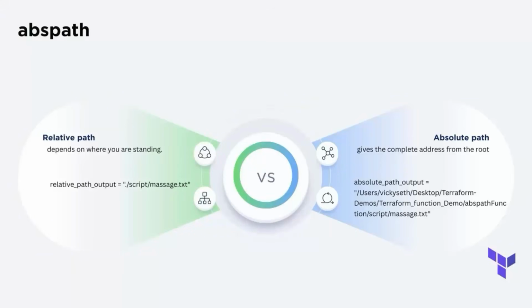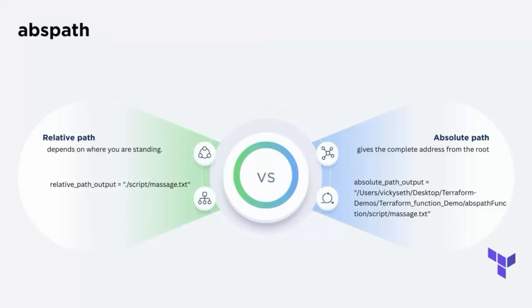Think about this. If someone says the shop is next to my house, that only works if you are near their house or you know where their house is. That is the relative path. But if someone gives you the full address with street, city, pin code, everything, this is an absolute path. In Terraform, we often see relative paths like this, and most of the time we get confused about what it actually resolves to. That's where abspath comes in.